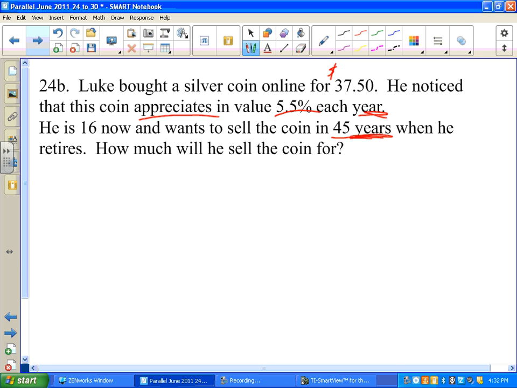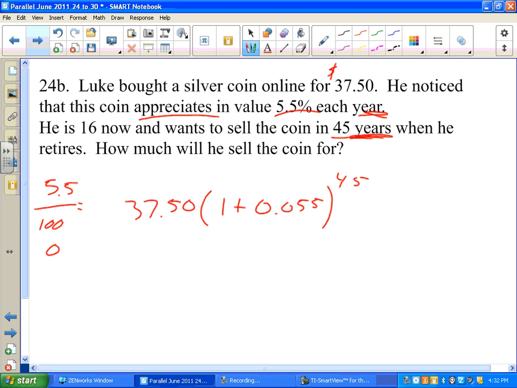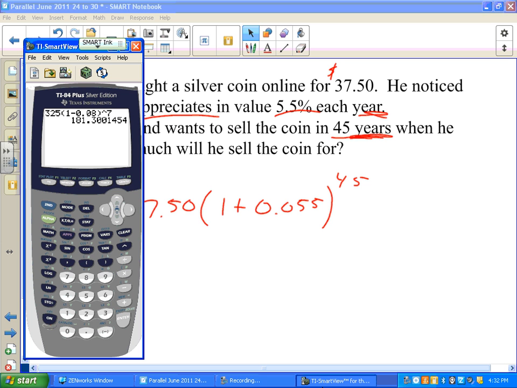Do you have the answer already? Did you beat me on the calculator? $37.50 is the start amount. 1, this time it's plus because it's going up. 0.055. And the time is 45. 5.5 over 100 equals 0.055. Use the full decimal. So type that into the calculator.